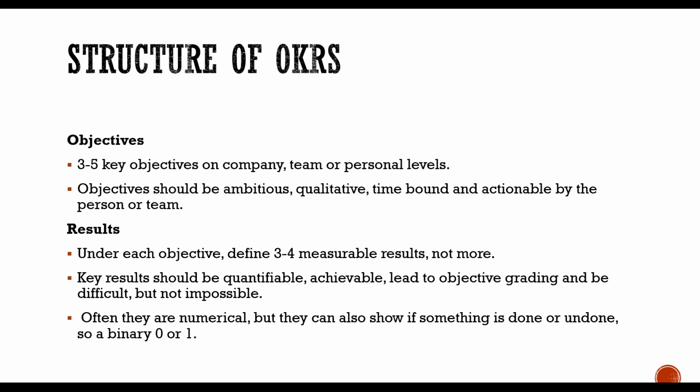Basically this is the structure of OKRs. For any organization, for any quarter or year, the objectives will be a maximum of 5 and a minimum of 3, at the company, individual, or personal levels. Objectives should be ambiguous, qualitative, time bound, and actionable by the person or team. What they're trying to say is that objectives should be ambiguous and qualitative.